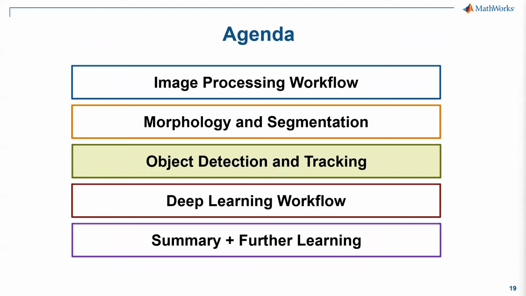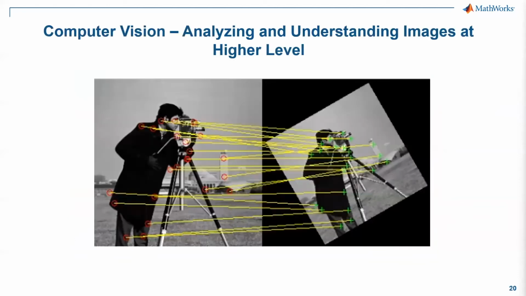So now let's explore object detection and tracking. In computer vision, it's all about analyzing and understanding images at a higher level. For example, the images you see here are of the same object, a cameraman and his camera. The only difference is that one is rotated and scaled with respect to the other, but they contain the same significant structures in each image, which allow us as humans to recognize how they contain the same objects.